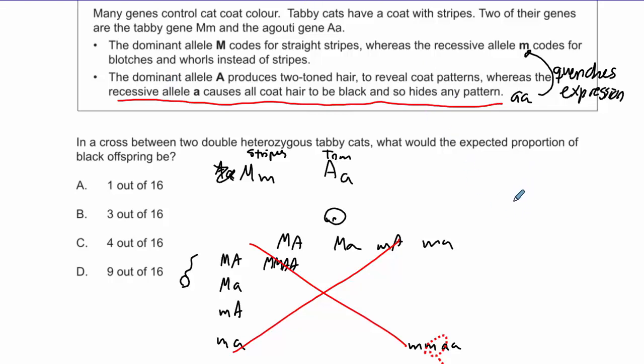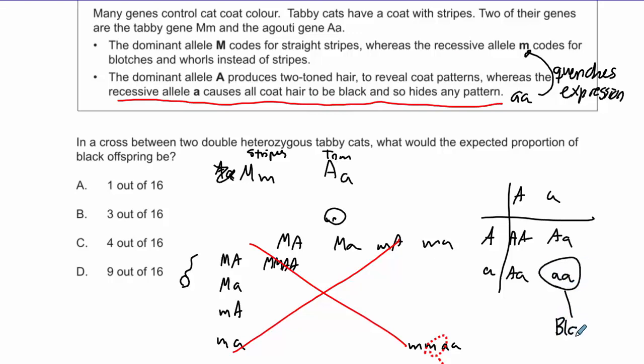So you could just set up this one, A, and voila. You see that 25% are black, and that is this one. Black cats are 25%, which means 4 out of 16, because 1 to 4 is the same. If you multiply with 4 up and down, you get 4 to 16. That is indeed C.